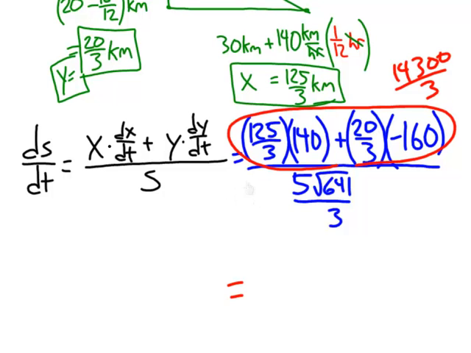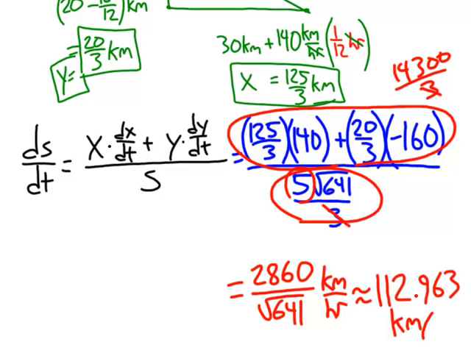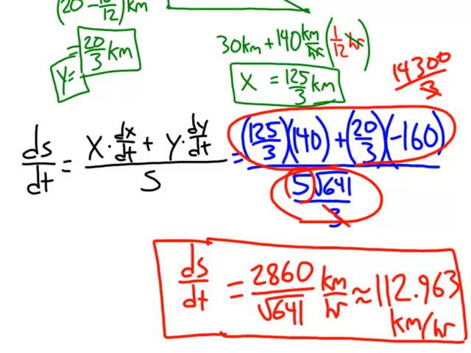And so if I have 14300 over 3, over this denominator, the 3's cancel out. If I do 14300 divided by that 5, I would get 2860 over the square root of 641. And let me put the units back in there. I knew they were going to come out to be kilometers per hour. And that is approximately equal to 112.963 kilometers per hour. So that distance between the cop car and us is still getting bigger. Whoops, ds over dt. And there is our answer. A lot of calculus and a lot of pre-calculus skills coming into play, all in one problem.